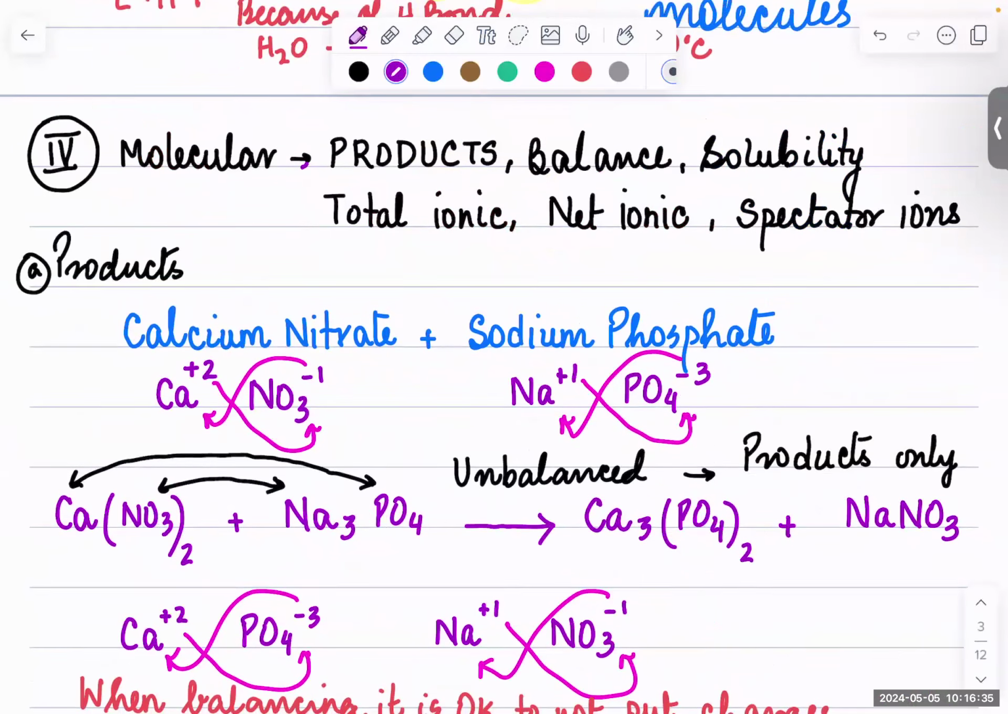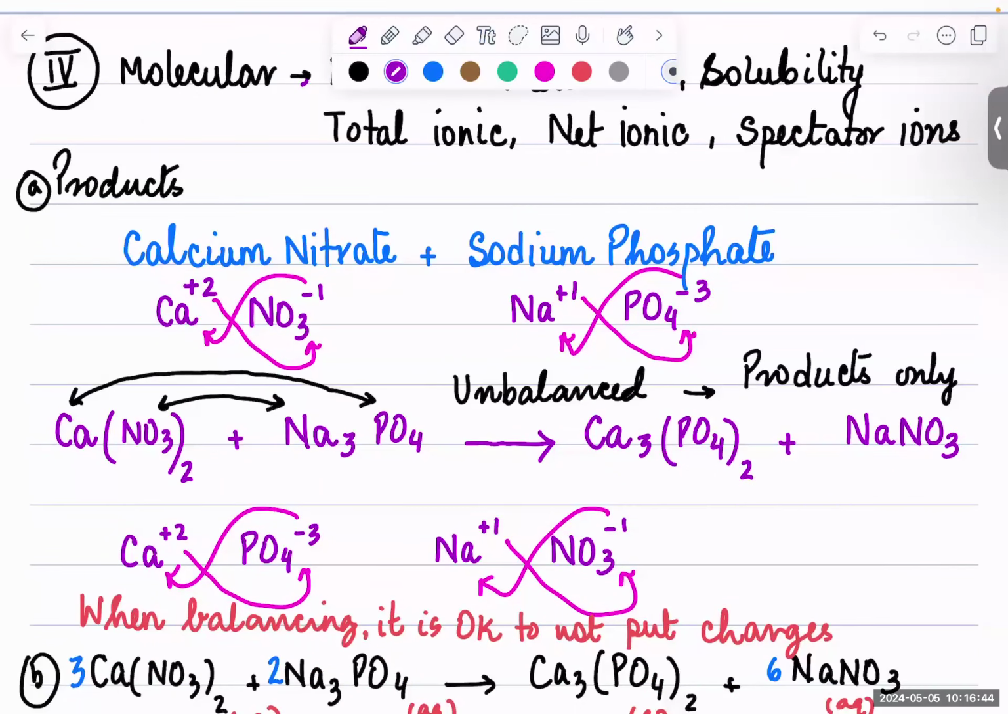Next is balancing reactions and looking at the solubility, total ionic, net ionic, and the spectator ions. Here, we are going to identify the products. We have calcium nitrate and sodium phosphate. So remember that. Here, identify the calcium and the sodium formulas. We know that calcium is group 2A, therefore plus 2 charge. Sodium is group 1A, therefore plus 1 charge. And nitrate has a standard charge. I asked you to memorize these, but if you have not, then you should.